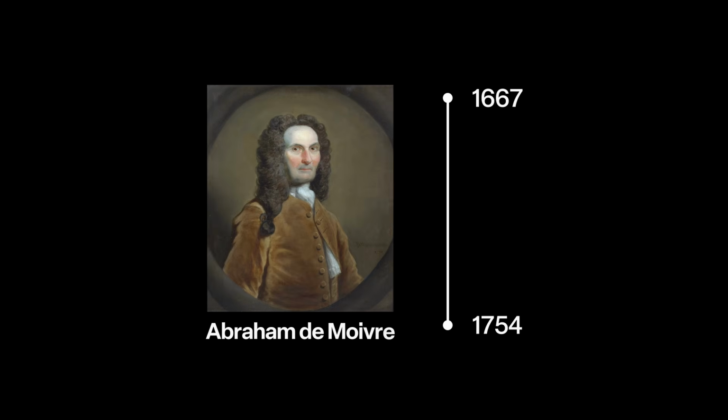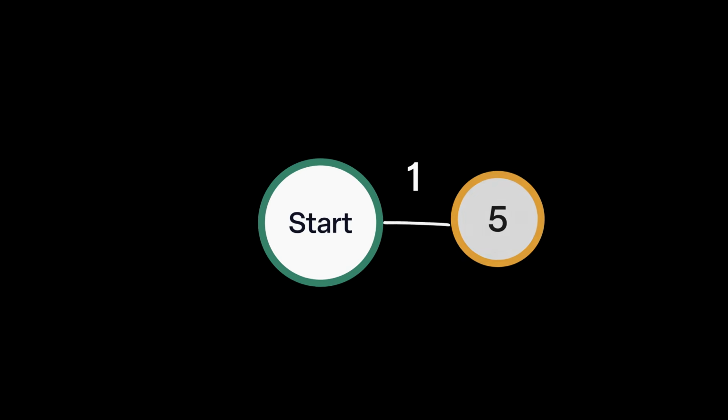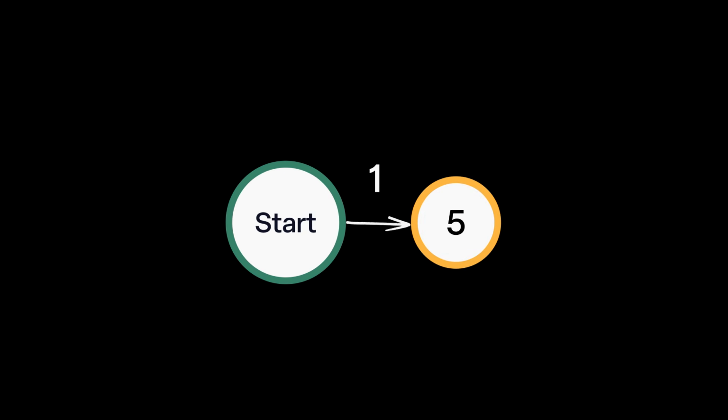The coupon collector's problem was first posed and solved by De Moivre in 1708. Back to our die rolling problem, which is a special kind of coupon collector. On average, how many rolls do you need to get all 6 numbers? Take a guess. To solve, let's draw a state diagram. At the start, our first roll is guaranteed to be a new number, so with probability 1, we move to a new state. I'll call the new state 5, since there are 5 numbers remaining.